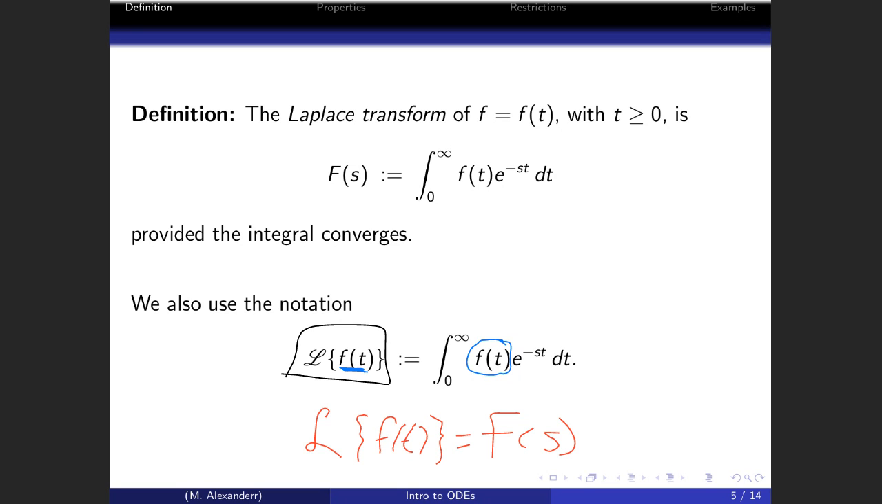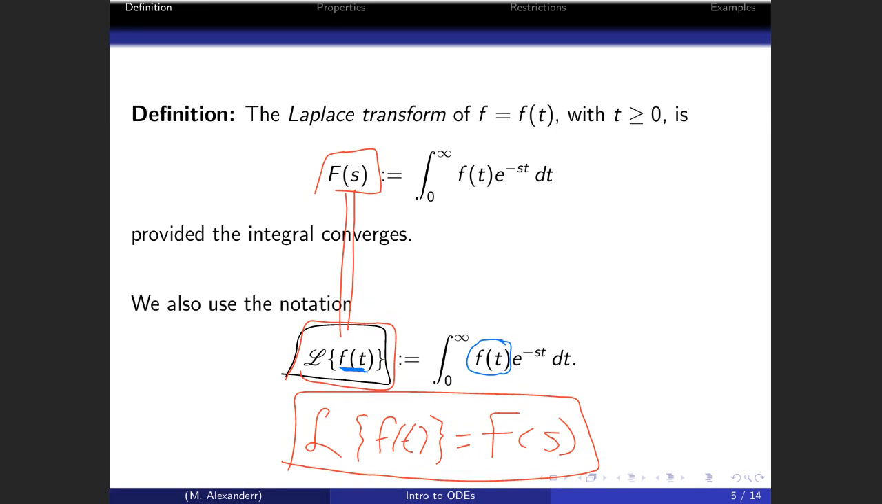Okay. So different notation for the same thing. We're saying that these two things are denoting the same thing. The capital F of s, that's one notation, and then the fancy L with the curly bracket f of t, they mean the same thing. And the second one is preferred because we want to think of this as being an operator. We talked about operators before. We previously talked about the differential operators, but that's a different story.